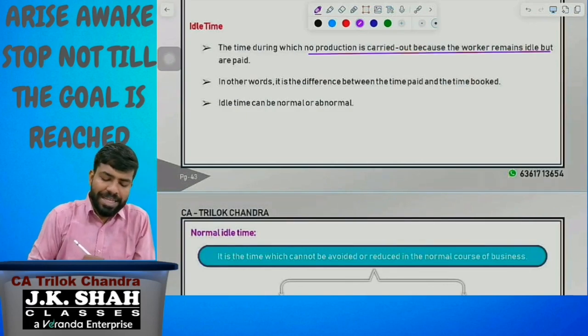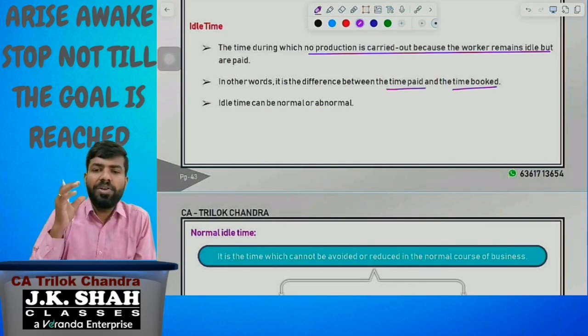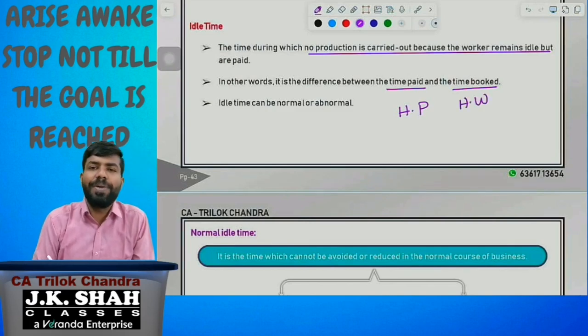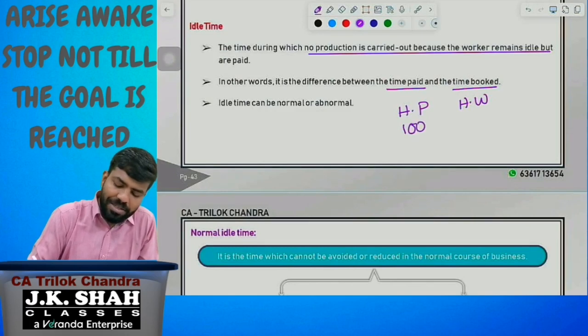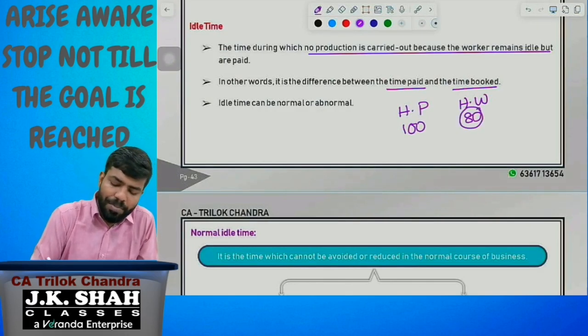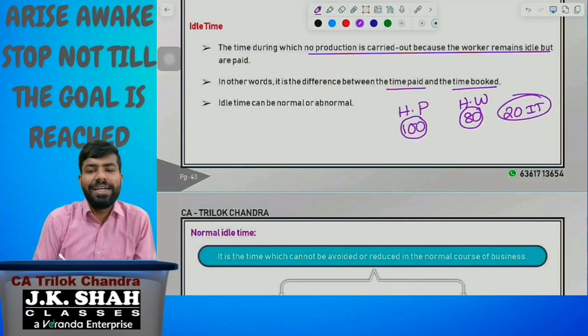In other words, it is the difference between time paid and time booked. Here we need to understand one thing. There are two things: hours paid and hours worked. Let me take an example. Hours paid is 100 hours, whereas hours worked is 80 hours. Actually working for 80 hours, but getting the payment for 100 hours. The difference is 20 hours. This is called idle time.